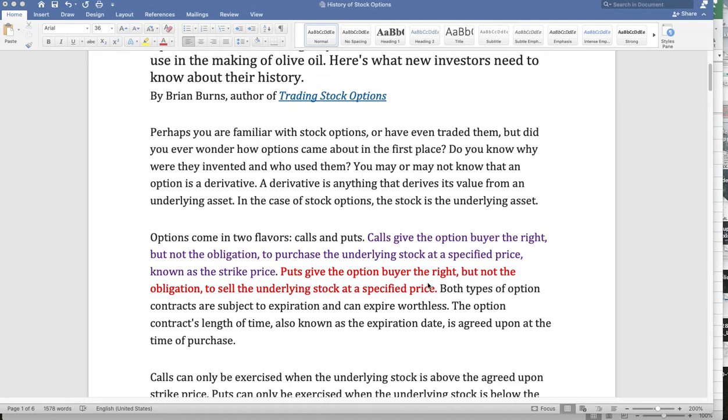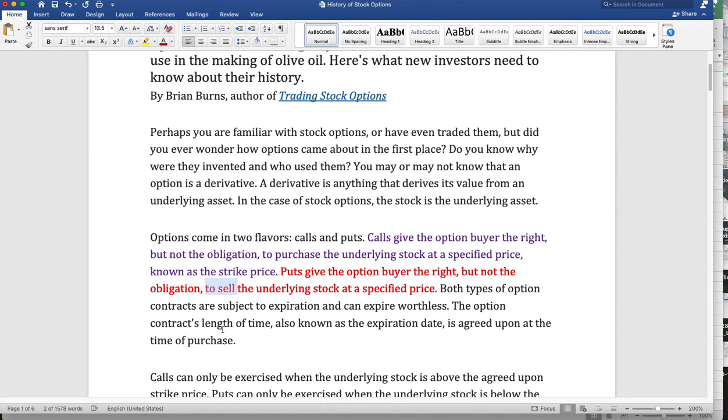Now, the same happens here for a put. Puts give the option buyer the right, but not the obligation, to sell. In this case, it's to sell. Remember, the call was to buy. To purchase is to buy the underlying stock. Whereas with a put, when you buy a put, you have the right to sell the underlying stock at a specific price. Both types of options contracts are subject to expiration and can expire worthless.